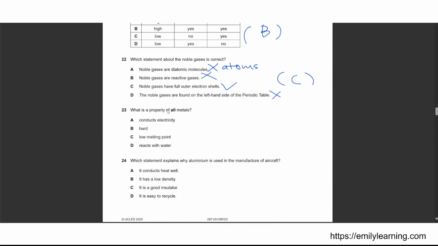Now going on to question 23. What is the property of all metals? So all metals conduct electricity. This is true. All metals are hard. Not necessarily. Mercury is a liquid, so it cannot be hard. There are some metals with low melting point.